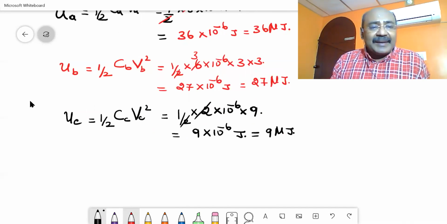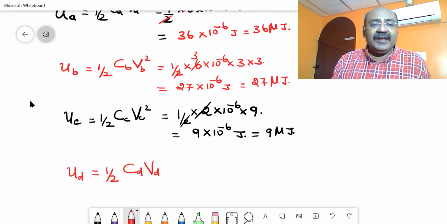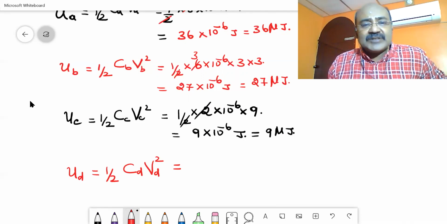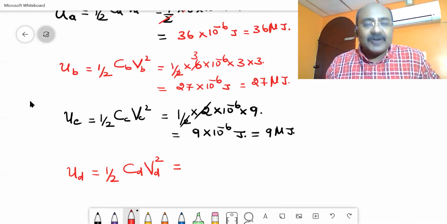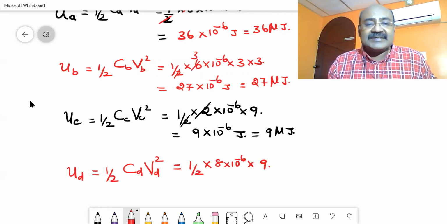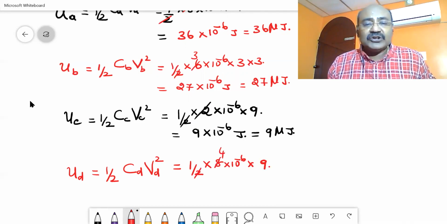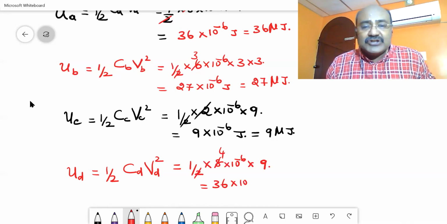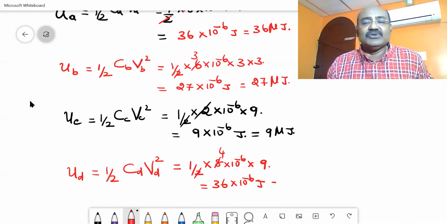So epsilon D equal to half into capacitance of D multiplied with potential of D square, VD square. Common formula, half into CV square. So substitute, you get half into CD, considered to be 8 microfarad, so 8 into 10 to the power of minus 6 into VD square, which is again 9. On cancelling, you will be getting 4. So the answer is 36 into 10 power minus 6 joule, or I can write it as 36 microjoule as the answer.